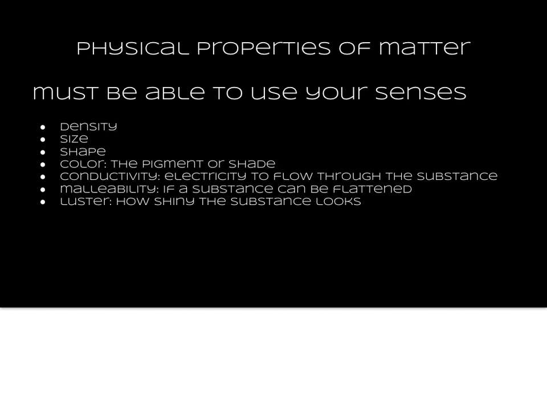A physical property of matter must be observed using your senses. A physical property of matter will include things such as density. Density equals mass divided by volume. It will include the size of the object, the shape of the object, the color of the object in terms of pigment or shade, so how dark it is, how light it is.